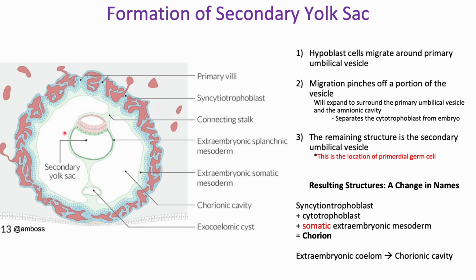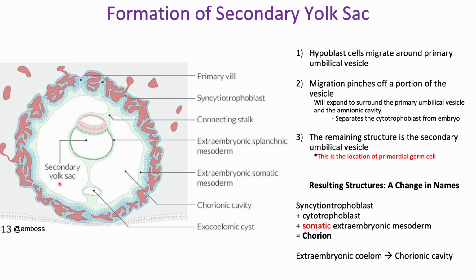All right, so once this happens, we're going to get a change in name. These layers, the syncytiotrophoblast, the cytotrophoblast, and the extraembryonic somatic mesoderm, are now going to be named the chorion. Okay, so they change names to the chorion. That refers to all of those structures combined. The extraembryonic coelom, as we mentioned previously, is now going to be changing names to the chorionic cavity.